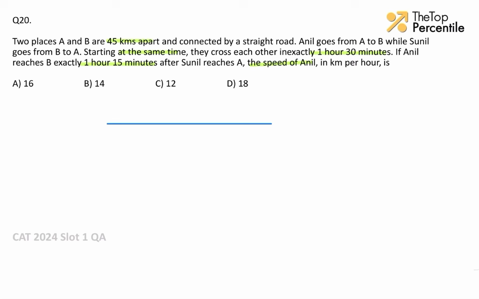So let us draw this figure quickly. This is A, this is B. The distance is 45 kilometers.